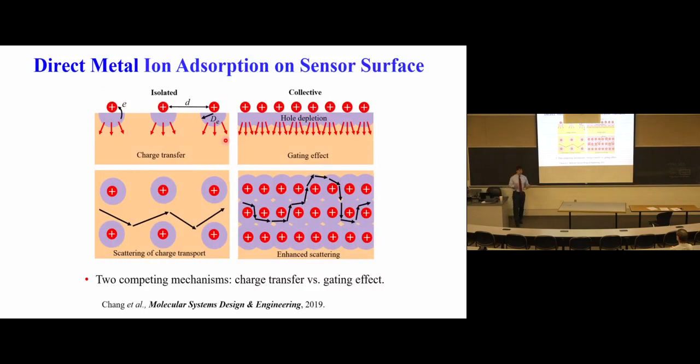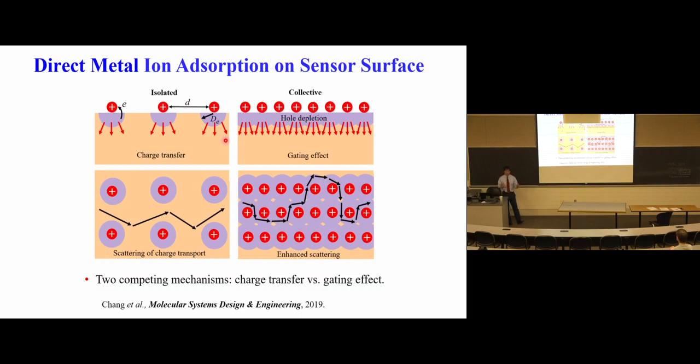Once we have the device, we expose it to a water environment containing mercury ions in this case, so we try to understand the sensing mechanism. It turns out that when you have really dilute mercury ion concentrations, they absorb onto the surface of the material in a single, isolated fashion. But when you have lots of mercury ions, they form a densely packed ion layer on top of the surface, which creates different effects. In the first case, it is mostly a charge transfer process, where electrons move from the material to the mercury ions to recombine with the positive ions. That will modify the electronic properties of the material.